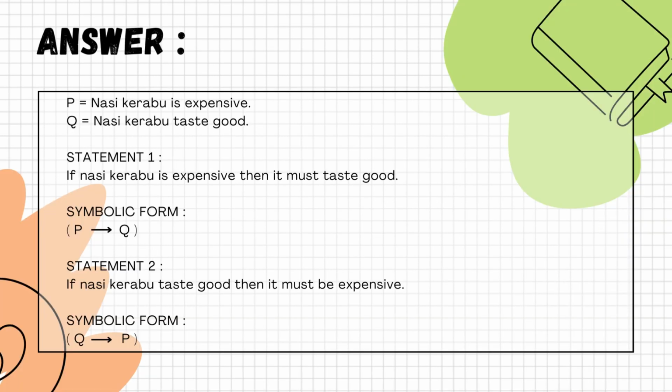Firstly, you must identify P and Q in these two statements. P is nasi kerabu is expensive, while Q is nasi kerabu tastes good. For statement 1, Aina is saying if nasi kerabu is expensive, then it must taste good. The symbolic form is P implies Q. For statement 2, Auni is saying if nasi kerabu tastes good, then it must be expensive. The symbolic form is Q implies P.